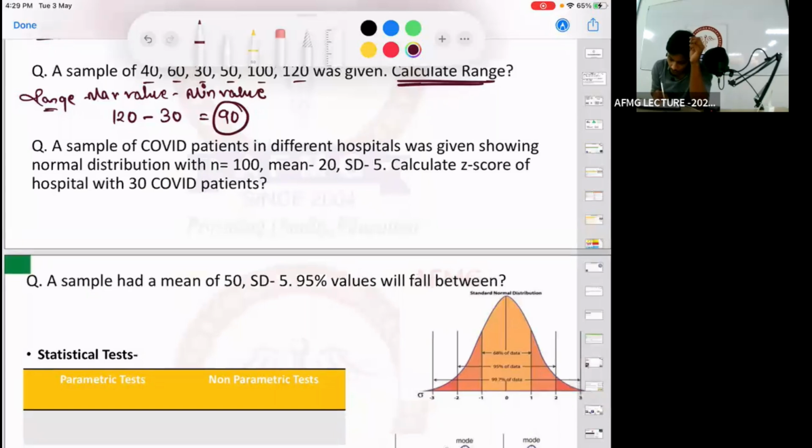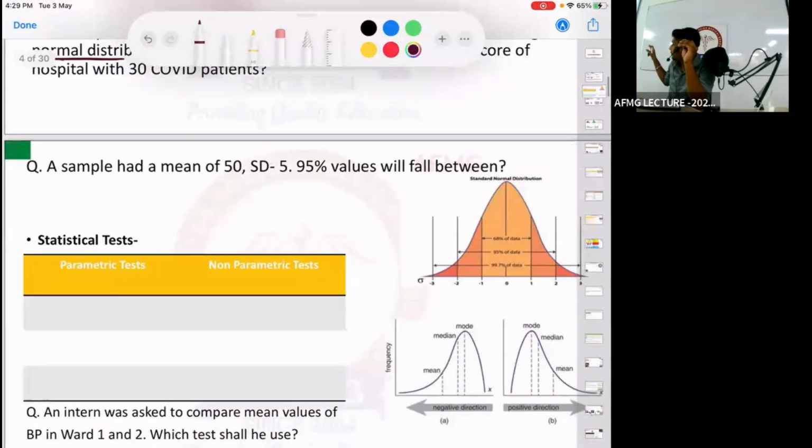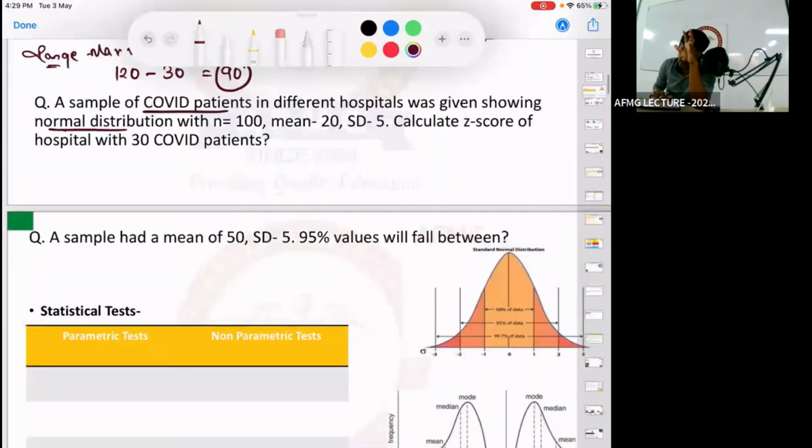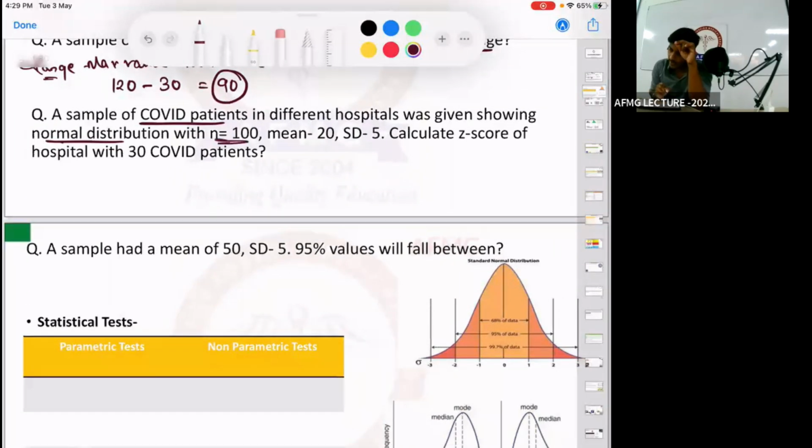A sample of COVID patients in different hospitals was given showing normal distribution. Normal distribution means such a curve, which is known as the Gaussian distribution, the normal Gaussian distribution. This normal distribution is seen with n equal to 100, that is, the number of values is 100. Mean is 20. Standard deviation is 5. Calculate the Z score of the hospital with 30 COVID patients. Right? So here I need to calculate the Z score.